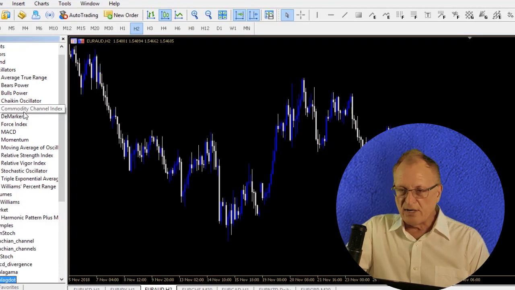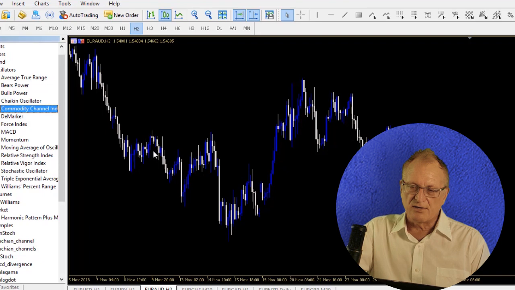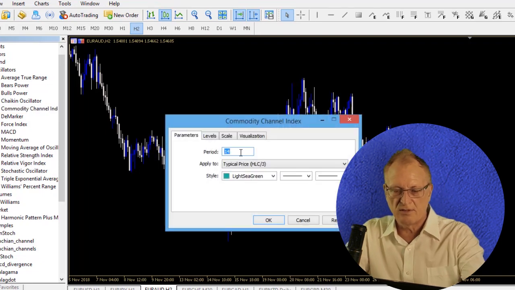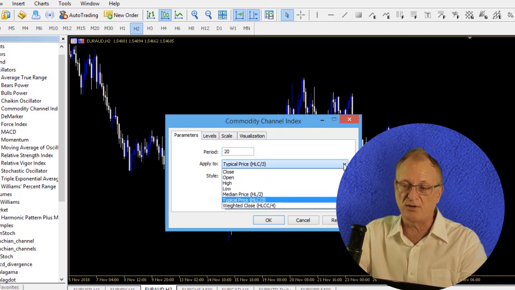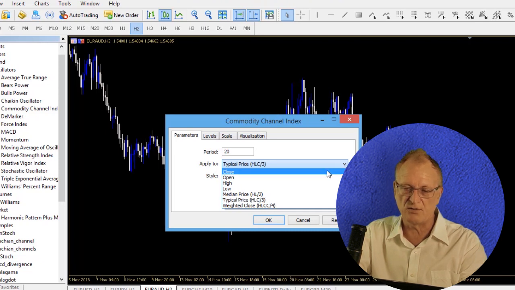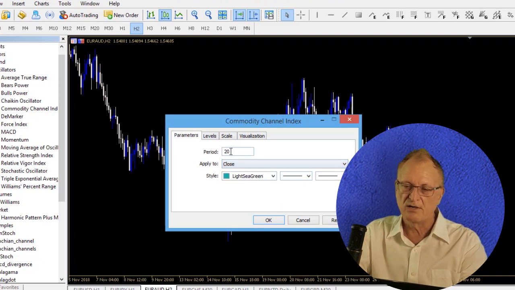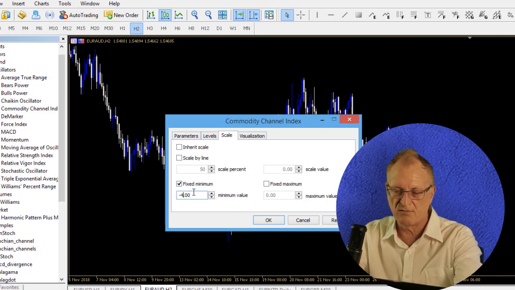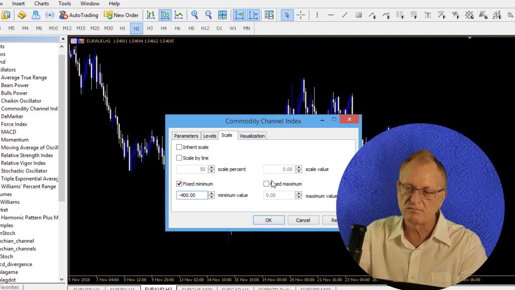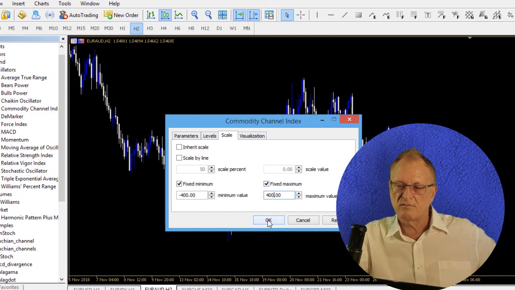Okay, so in Metatrader 5, it's exactly the same, except when you put the first one on there, here it's defaulting to typical price, HLC divided by 3. So I'm going to change that to close, a period of 20, close, and fixed minimum minus 400, fixed maximum 400.